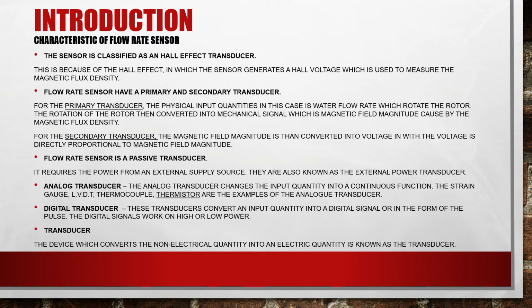For the third point, since the flow rate sensor requires an external source of power, it is considered a passive type of transducer. And for the last point, the flow rate sensor is considered both an analog and digital transducer, since it changes the input quantity into a continuous function, and it also changes the quantity into a digital signal, or in the form of pulses. So the characteristics of the flow rate sensor have been explained.